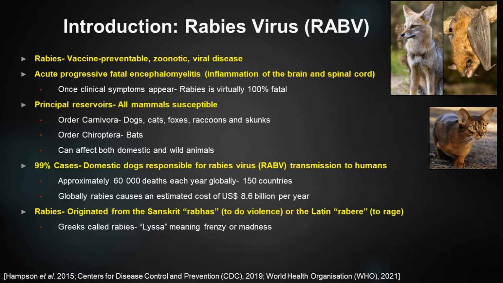Approximately 60,000 deaths each year globally occur in about 150 countries. Globally, rabies causes an estimated cost of $8.6 billion per year. Rabies actually originated from the Sanskrit word rabas, which means to do violence, or the Latin word rabere, to rage. The Greeks also called rabies lysa, meaning frenzy or madness.